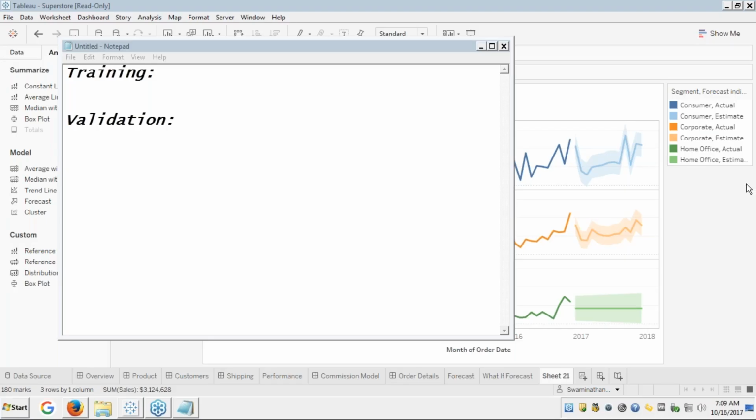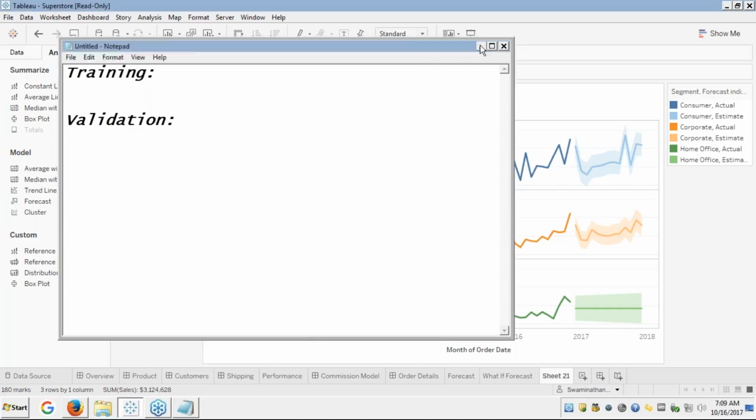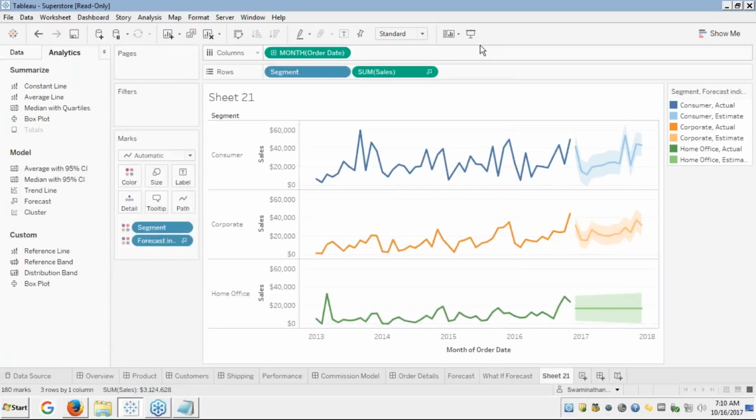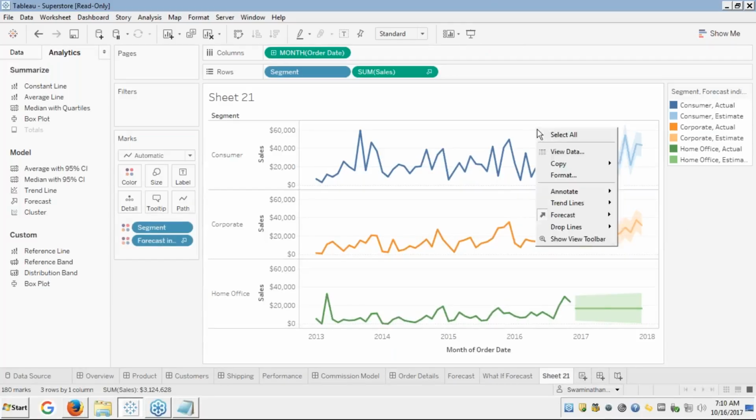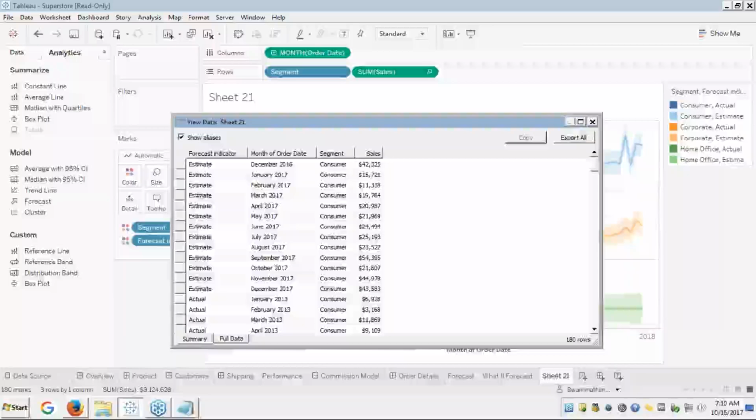Okay, friends. So this is what it is. The training data is going to be like 70% and 30% is going to be the validation data. However, for this particular data set, if we right click here and click on view data, you will be able to see that.